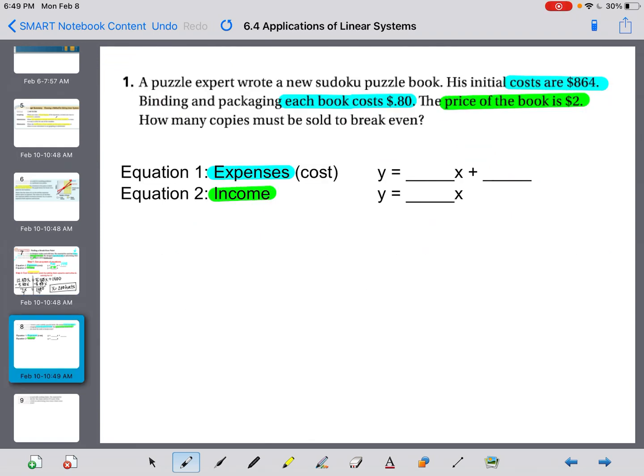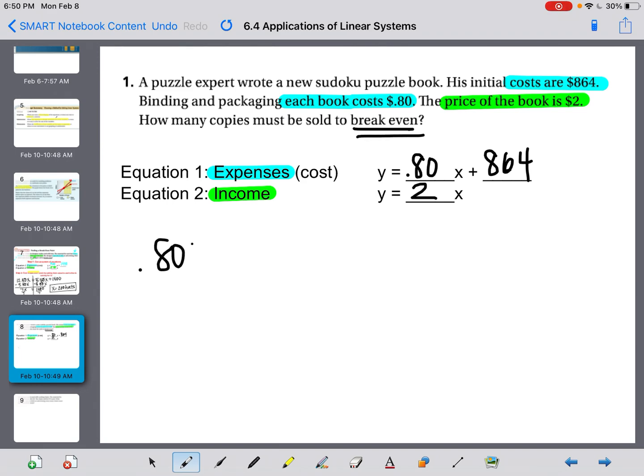Problem number 2 is about a puzzle expert who wrote a new Sudoku puzzle book. His initial costs are $864. Binding and packaging each book is 80 cents. So right there, those are our expenses. It's 80 cents per book, so that's kind of like our slope, plus the original 864 that it costs just to set this whole process up. Then they're going to sell the books for $2 each. So that is our income, $2 times however many books there are. And we're looking for a break even, so I know I have to set them equal to each other.